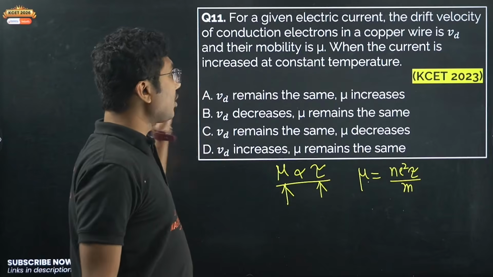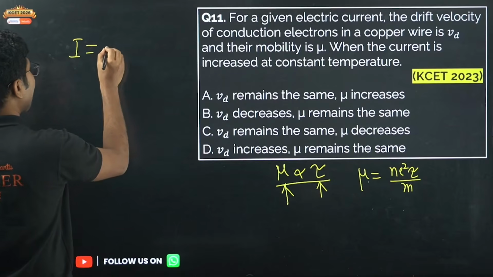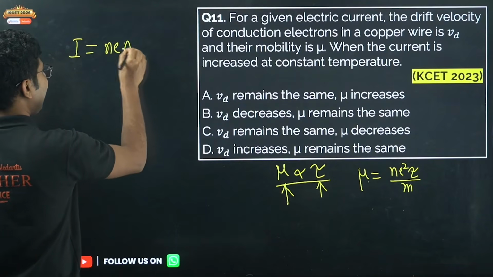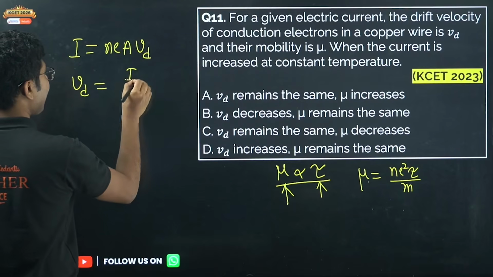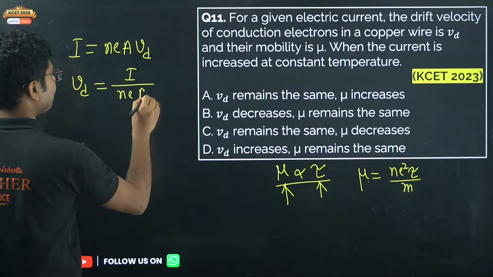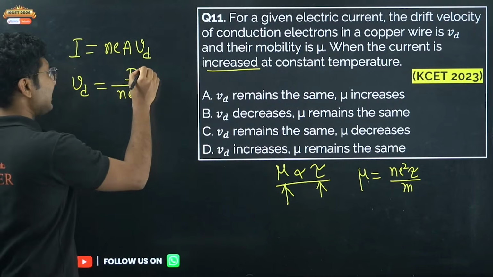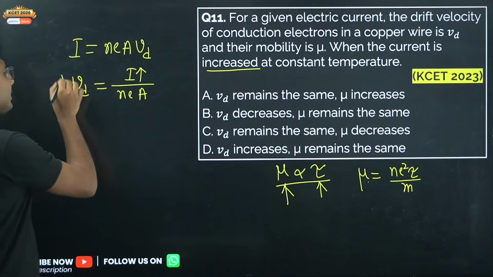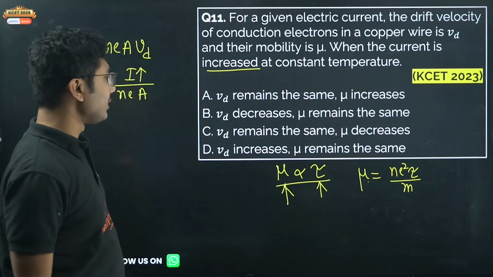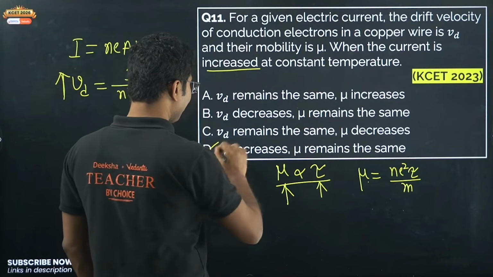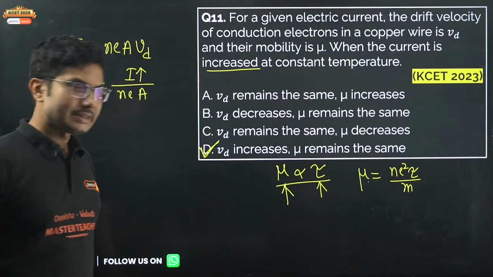Now what about drift velocity? For that we know that current I is given by NEA Vd. So Vd is given by I divided by NEA. Current increased means you are increasing current I, so drift velocity also should increase. If current is increasing, drift velocity should also increase. So Vd increases but mu remains the same.